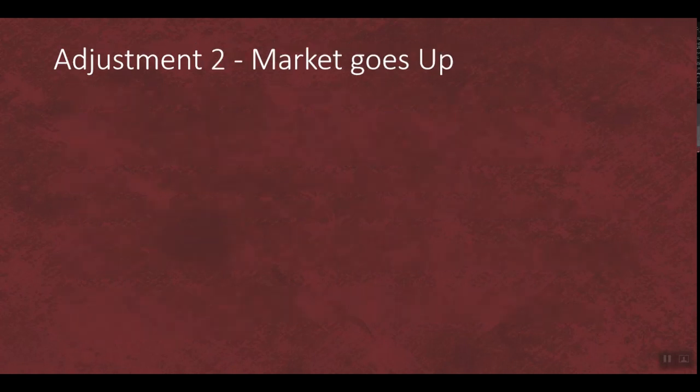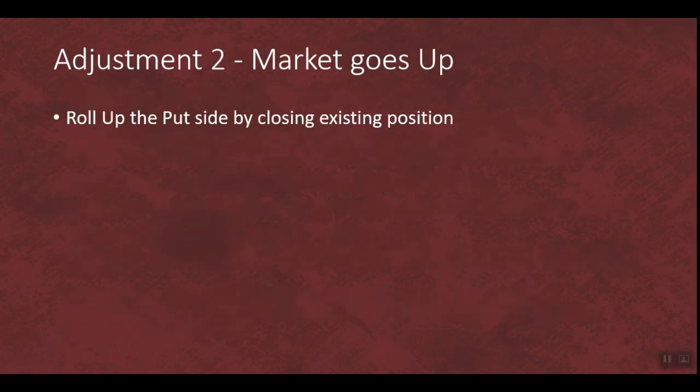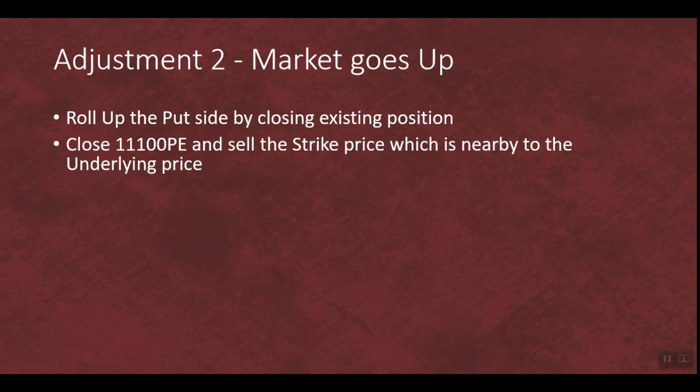Okay, so adjustment 2, market goes up. Roll up the put side by closing the existing position, which means we have the short put of 11,100. We are closing that 11,100 put option, and we are rolling up to the strike price nearby to the underlying stock.